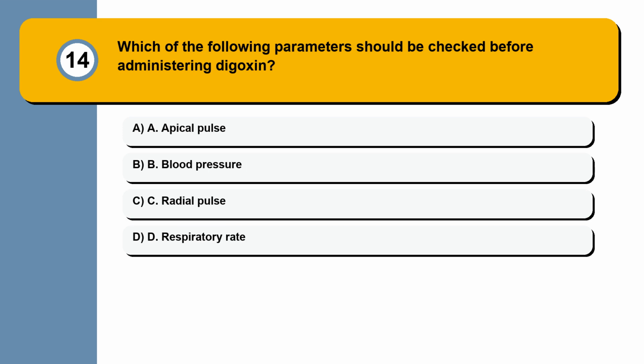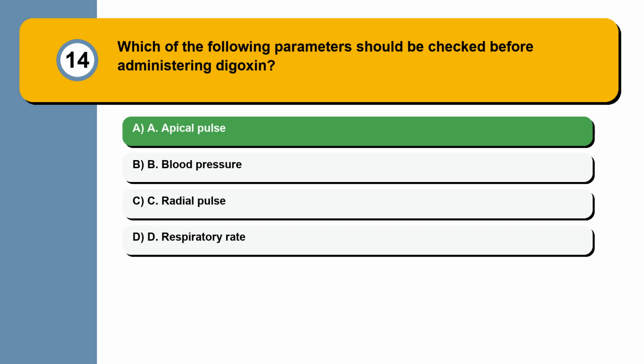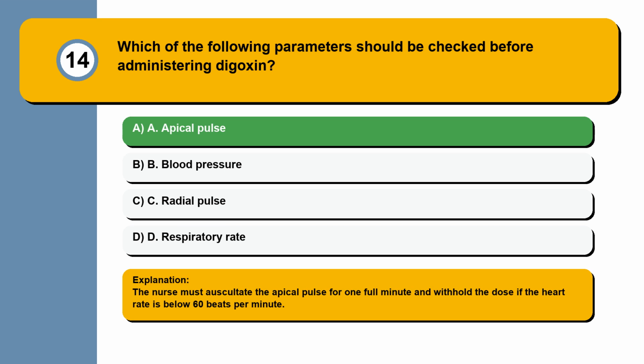Question 14. Which of the following parameters should be checked before administering digoxin? A. Apical pulse. B. Blood pressure. C. Radial pulse. D. Respiratory rate. The nurse must auscultate the apical pulse for 1 full minute and withhold the dose if the heart rate is below 60 beats per minute.